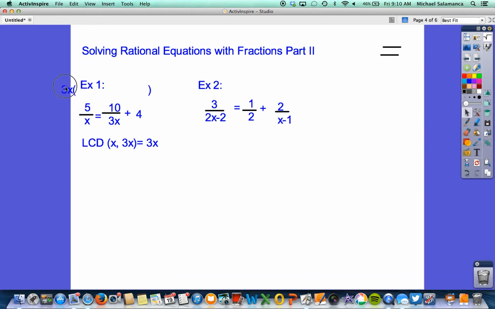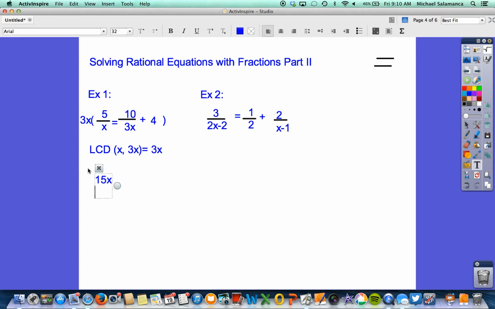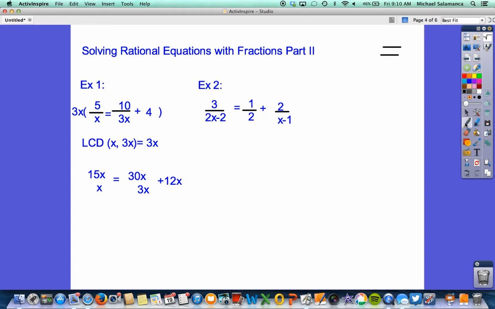What that looks like is we're going to distribute that 3x, so 15x divided by x equals 30x divided by 3x plus 12x. Now we're going to do some simplification.